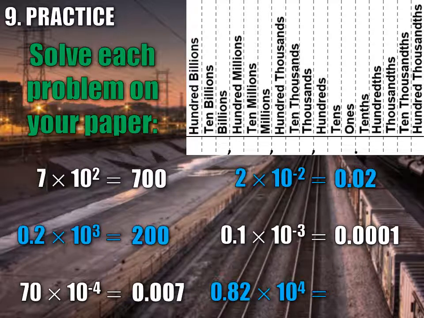Our last problem down here is 0.82. We'll start in the tens place for the 8, and we're going to get 4 spaces larger. 1, 2, 3, 4. Now the 8 will be in the thousands place. So the answer is going to be 8,200.